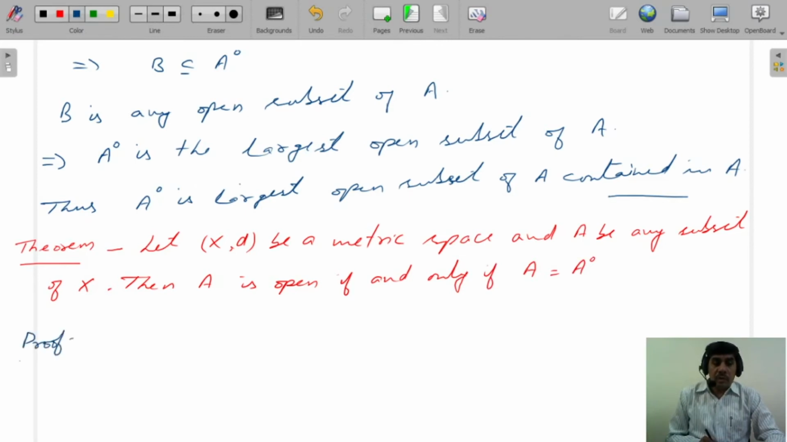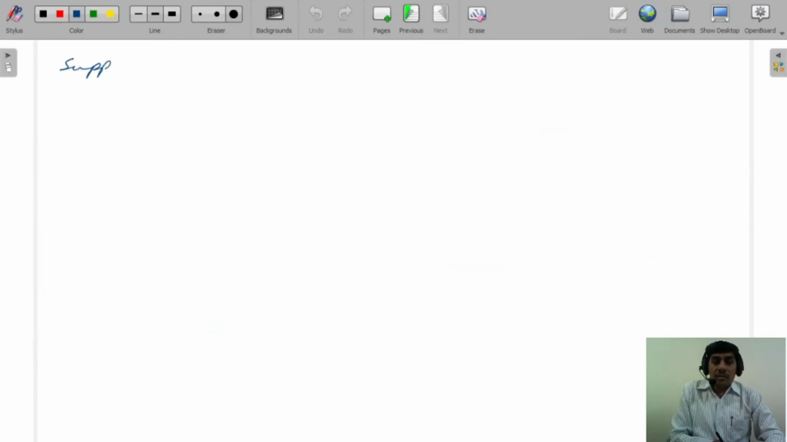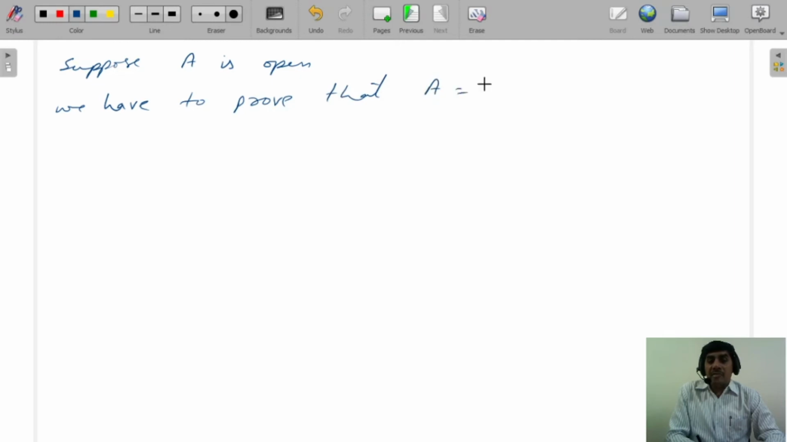Proof: Let (X, d) be any metric space and A be a subset of X. Suppose A is open, we have to prove that A is equal to A interior.